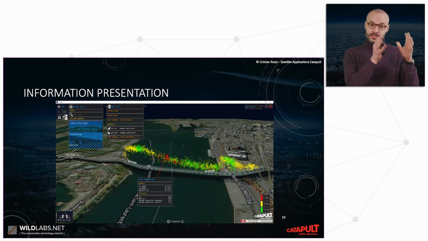So we have seen these 4 different steps of the remote sensing process.